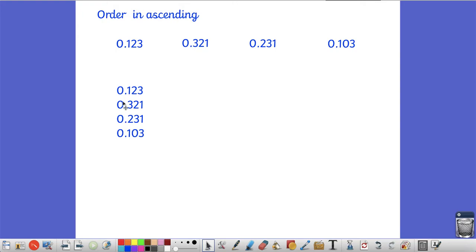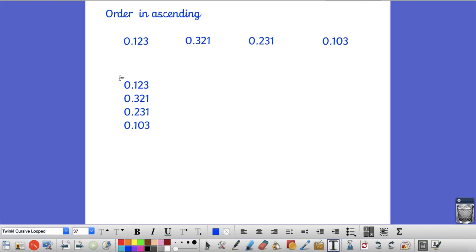So once again, we're going to start off with our ones column. Now we can see in our ones column here that every single digit is the same, they're all 0. So at the moment I can't look at this column to help me. So we're going to go into our next column. Now I can see that the numbers are different. I've got a 1, a 3, a 2 and a 1 in my tenths column. So now we're going to order our numbers in ascending order, which means I want the smallest number first. In this case, our smallest numbers are 0.123 and 0.103 because they've got only 1 in the tenths column.